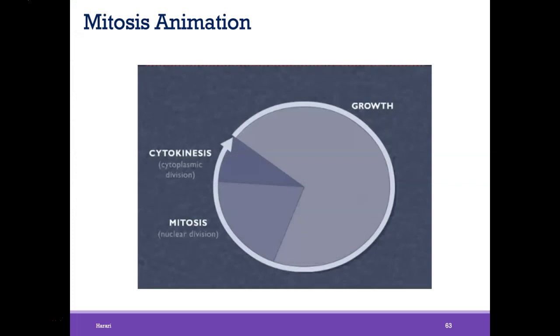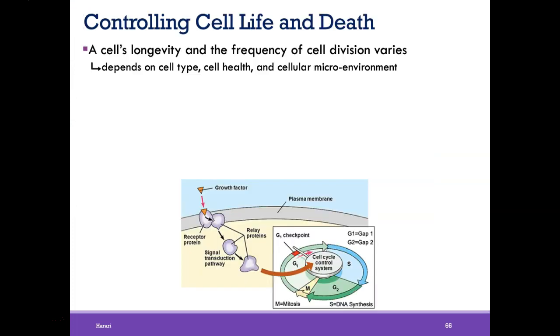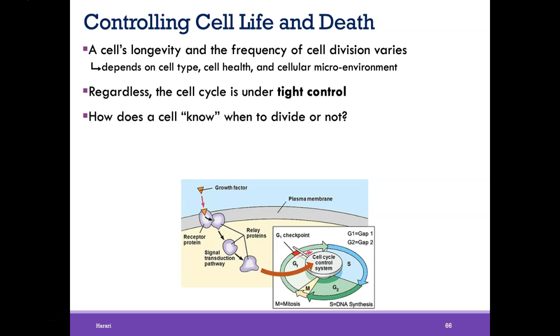So now that we've spoken about cell life, let's talk a little more about the death part. We need to control cell life and death at all times. A cell's longevity and lifespan, and the frequency of cell division, will vary depending on a lot of different factors. It depends on the cell's health, the cell's type, and what's going on around the cell, like the microenvironment. And regardless of what's going on inside and outside of the cell, the cell cycle is under very tight control.